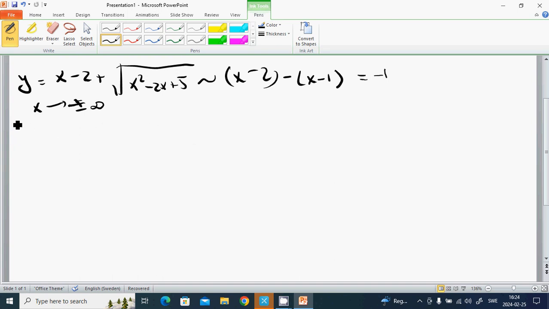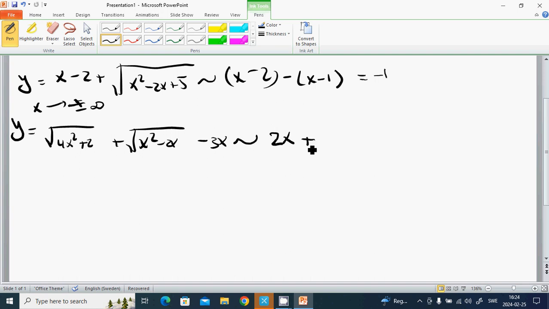Another example, y equals the square root of 4x squared plus 2, plus the square root of x squared minus 2x, minus 3x. This is 2x plus x minus 1 minus 3x. It is 3x, 3x, it is minus 1 again. Now we are going to have a good example.